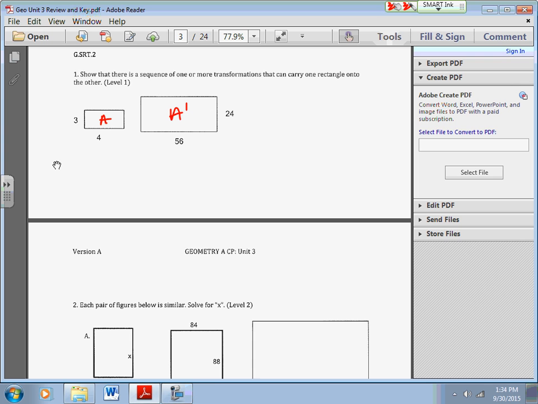I also fixed something else, because 3 over 4 should equal 24 over 56, right? And they don't. That's supposed to be a 32. So everybody fix that? I fixed that on the test as well. So now, instead of 24 over 56, it should be 24 over 32.